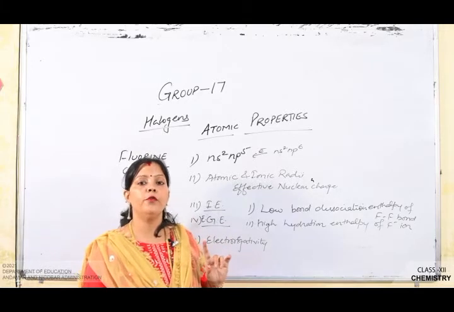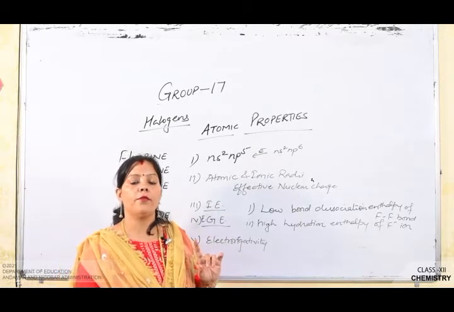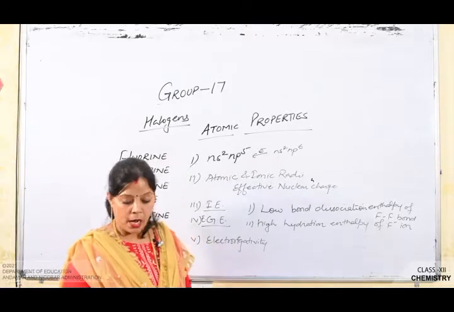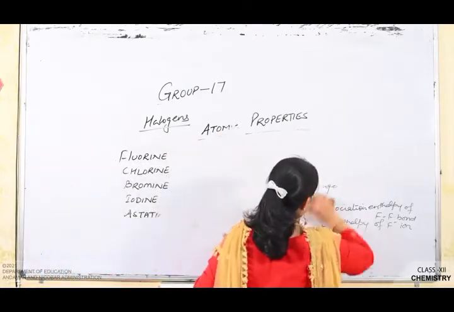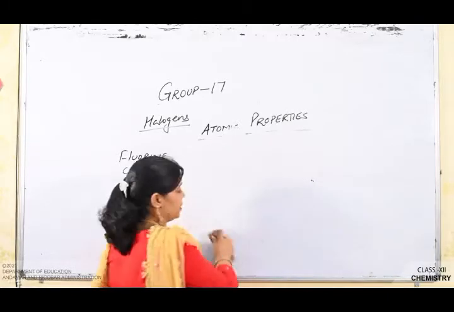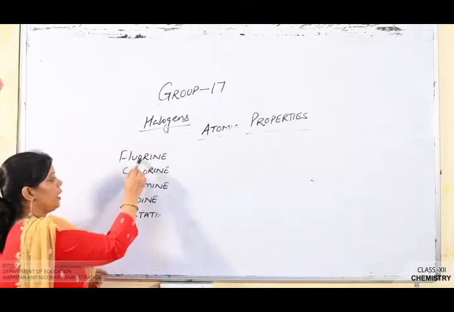After that we move to the physical properties of the group 17 elements, and the first physical property is the physical state of the group 17 elements. So children, in this, fluorine and chlorine are gases.